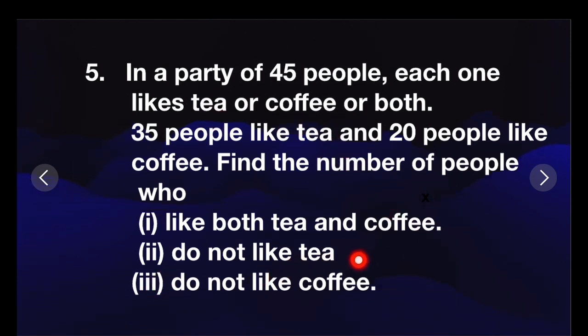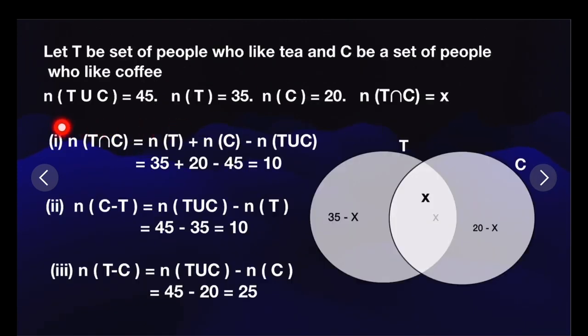And do not like tea means they only like coffee. So n(C minus T). Those who do not like coffee means they like only tea. So you should write n(T minus C). See, this is how you should do it. So first you write down the union, the total number of people, then those who like tea, those who like coffee, those who like both.